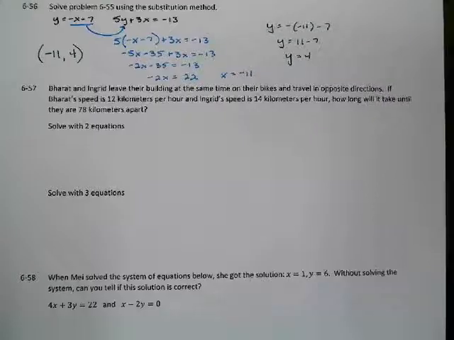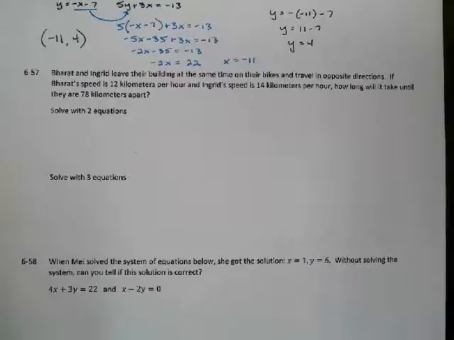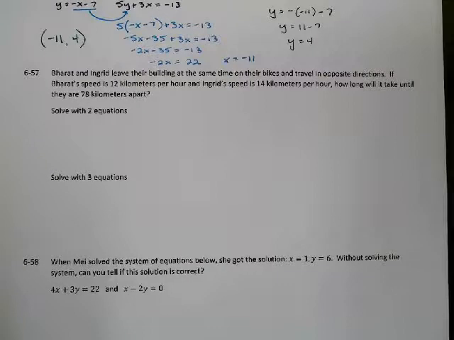Bharat and Ingrid leave their building at the same time on their bikes and travel in opposite directions. Bharat's speed is 12 kilometers per hour. Ingrid's speed is 14 kilometers per hour. How long will it take until they are 78 kilometers apart?